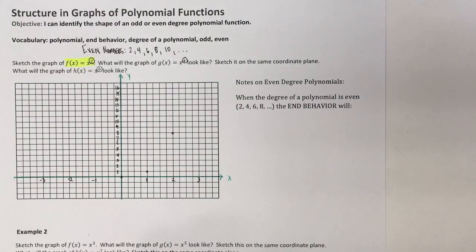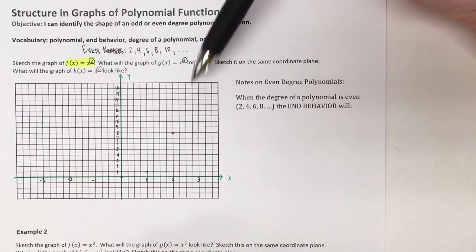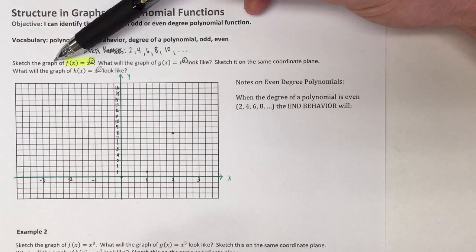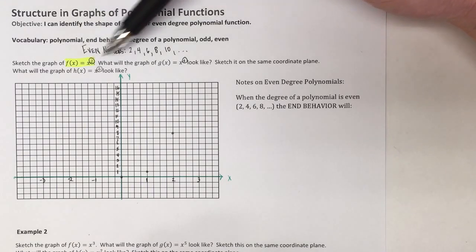So today we're going to look at a video with structures of graphs. We've been identifying structures of graphs with all the discussions we've had around zeros. Right now we're going to look at whether an odd or even degree polynomial function affects the graph in any capacity.